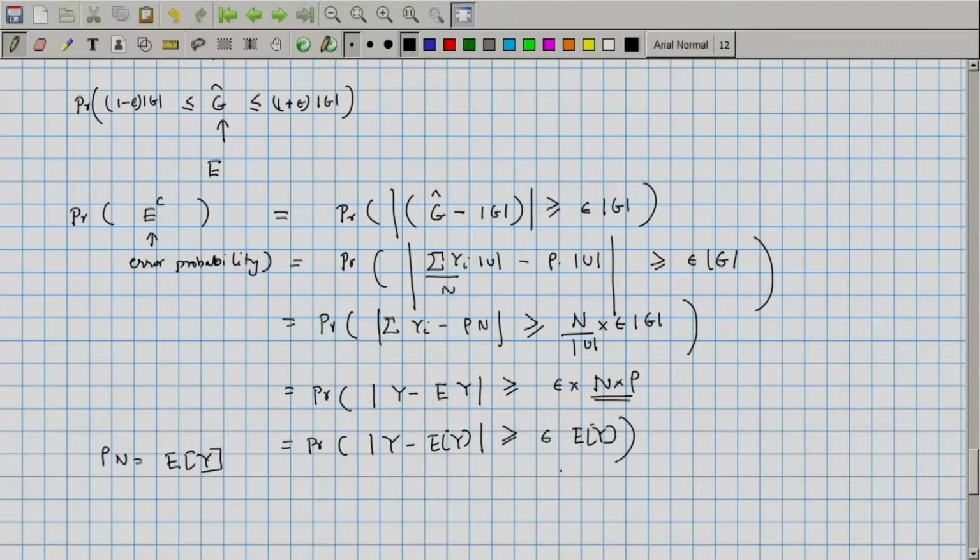Here, since y is a sum of random variables which take 0-1 values, we can apply the Chernoff bound, and therefore, this probability is less than 2 times e raised to minus epsilon square by 3 times mu, the mu being the mean of y, which is n times rho. Okay. So, our error probability is definitely less than 2 times e raised to minus epsilon square by 3 times n rho.